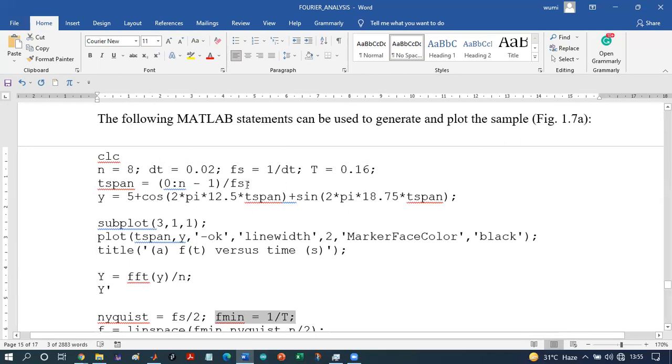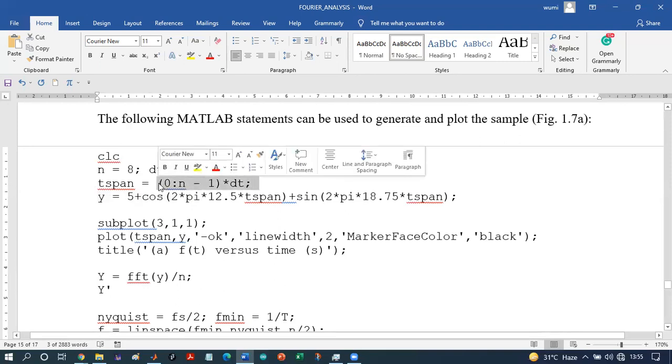Or you can say, instead of divided by f of s, it can be multiplied by the t. So it's still the same thing. What this line simply means is that you should start from 0. So the first element is 0. Then you are ending at n minus 1. Remember, n minus 1 is 7, but multiplied by the t.